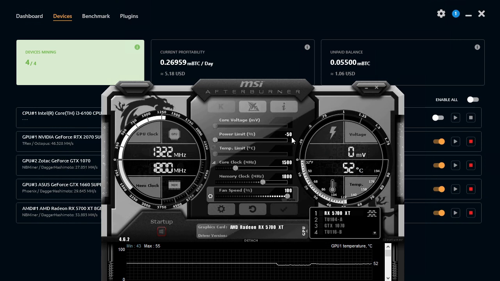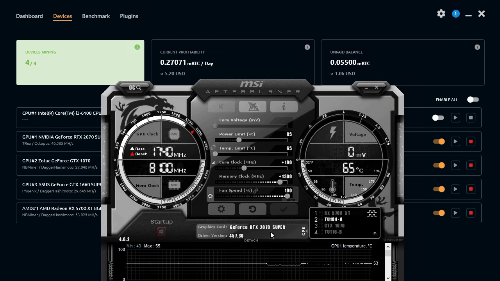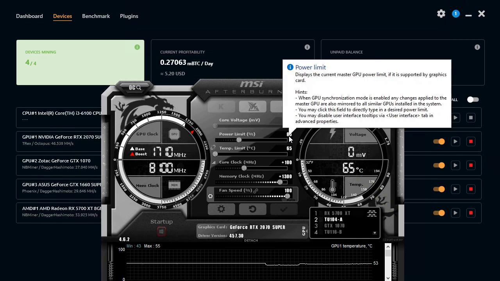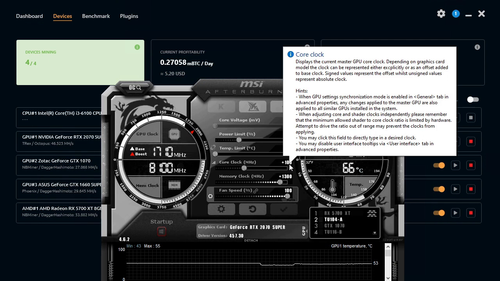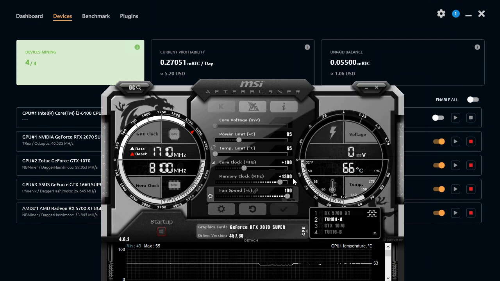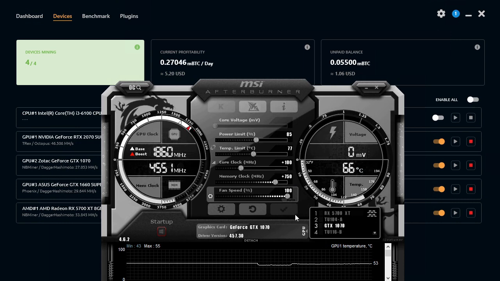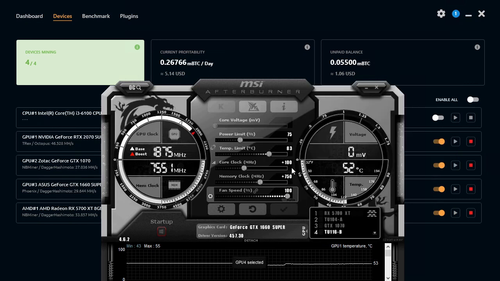The RX 5700 XT is running at 50% power limit with a core clock of 1500 megahertz and our memory clock at 1800. We have our RTX 2070 Super. We've dropped it down to 85% power limit. We increased our core clock by 100 and our memory by 1300. GTX 1070, we're using 85% power limit with plus 100 on the core and plus 750 on the memory. And then we've got the new card that we just installed, the GTX 1660 Super. Power limit is at 75%, plus 100 on the core, plus 750 on the memory.